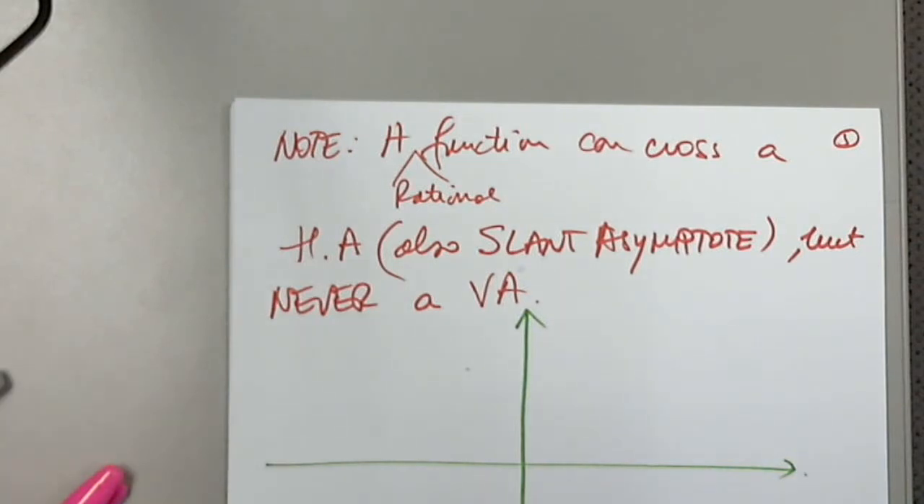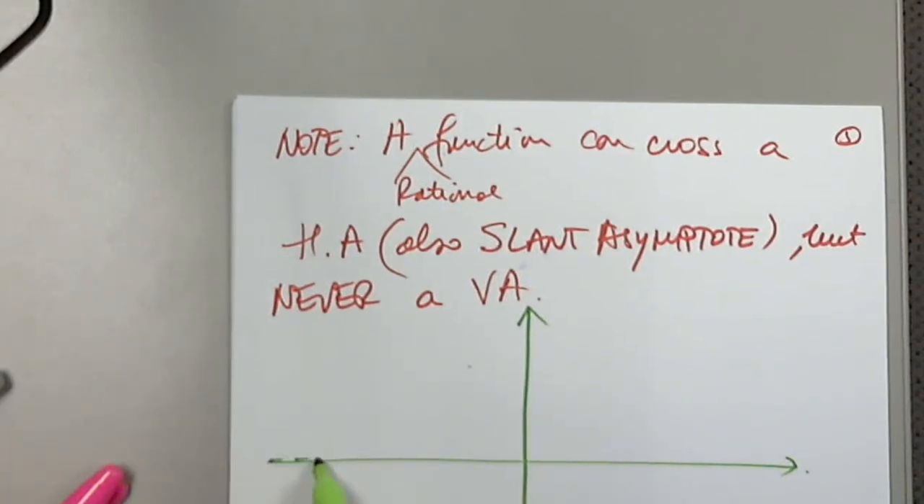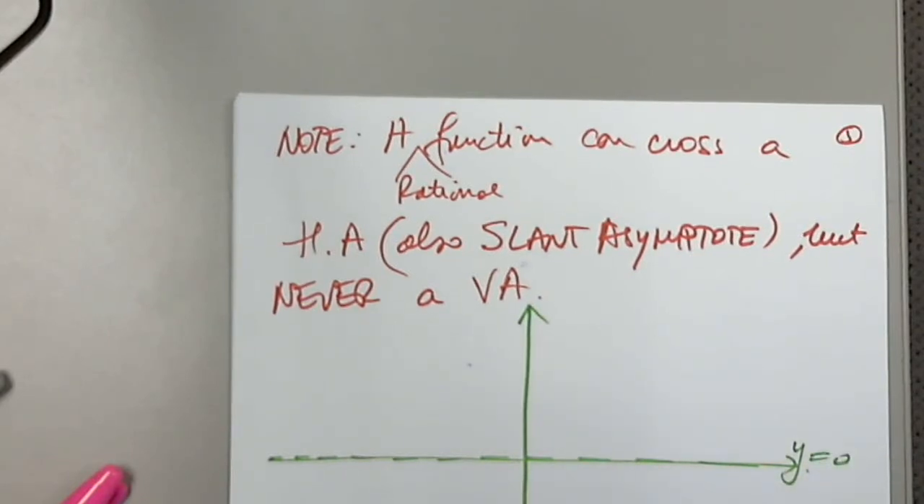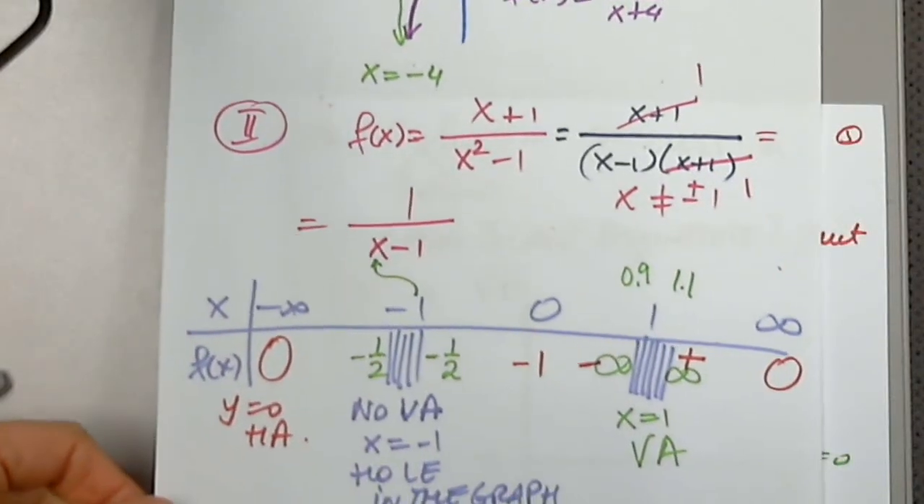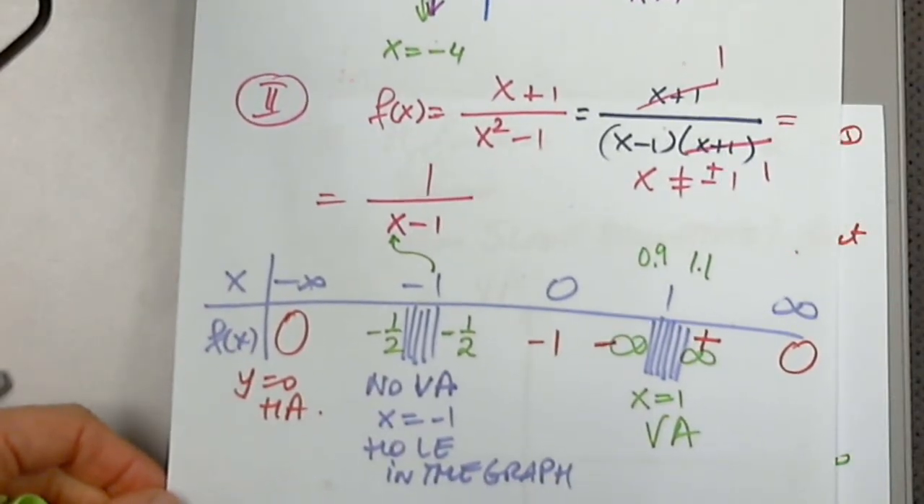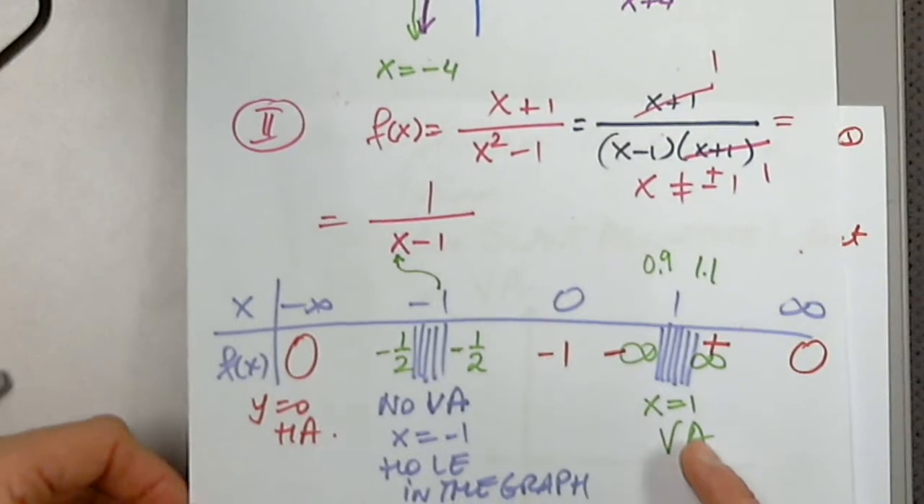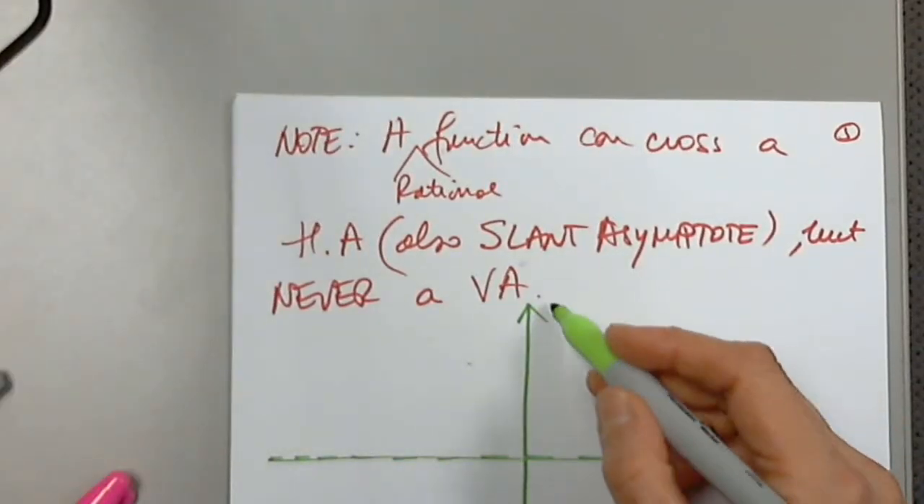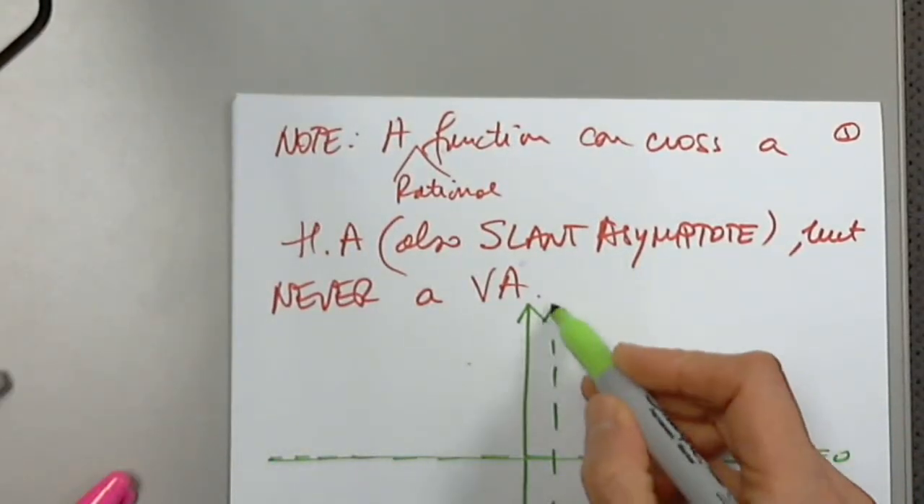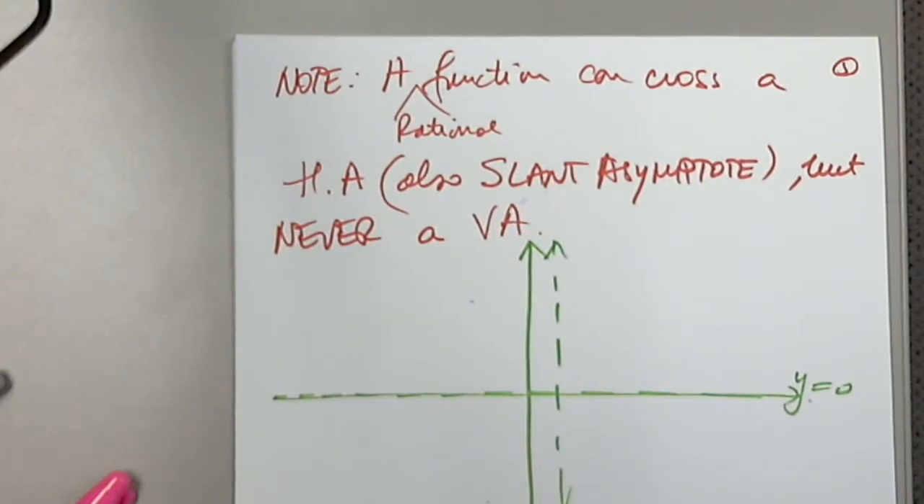The horizontal is an overkill because it's already there. And what else? The vertical asymptote, which is x = 1, and the horizontal. It only has one, y = 0.